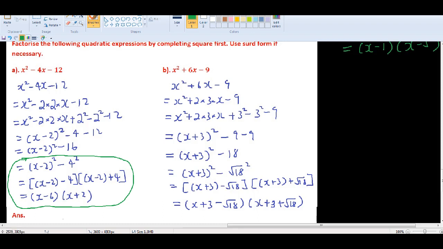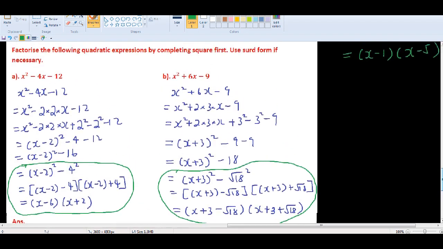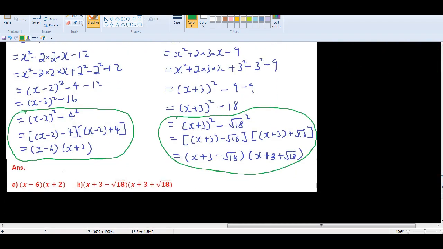But for B, okay, it's a big difference, because 18 is not a square number, so you have to use the short form, okay, to make it happen. Alright, so if that's the short form, then when you factorize it, the final answer you will see is square root 18. So for part B, you can't use the method of decomposition. You have to use the method of completing square for the factorization. Alright, okay. So that's it for all the contents in our algebra.